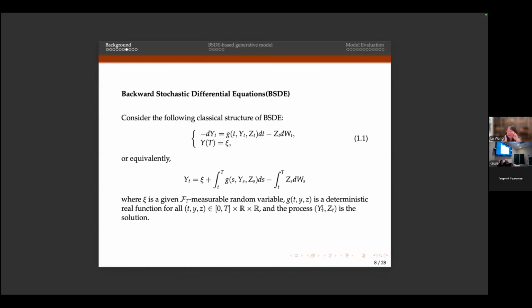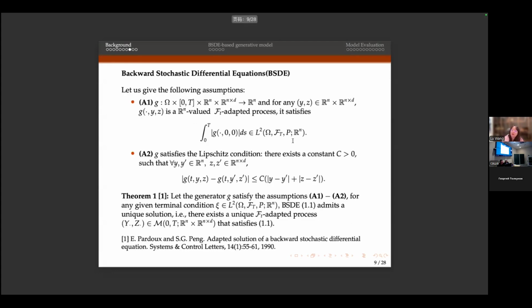Many times we think of Z_t as a control term. That is how we can go from Y_0 to Y_T. Y_t is our aim, but Z_t is a process from 0 to T. So it is important to know that Z_t is different. I think these structures make BSDEs a powerful tool.